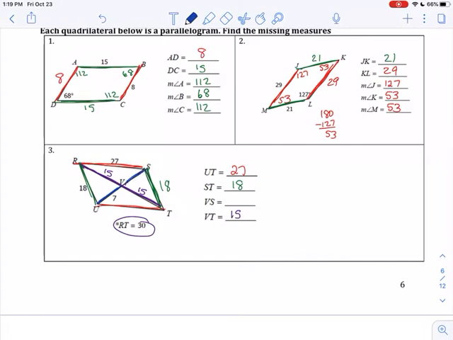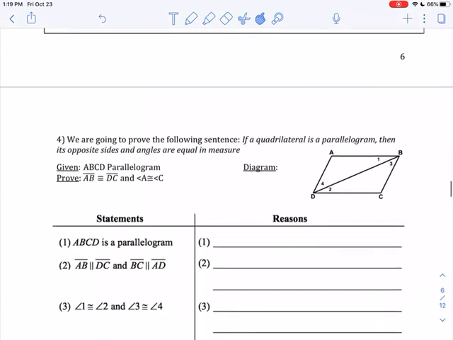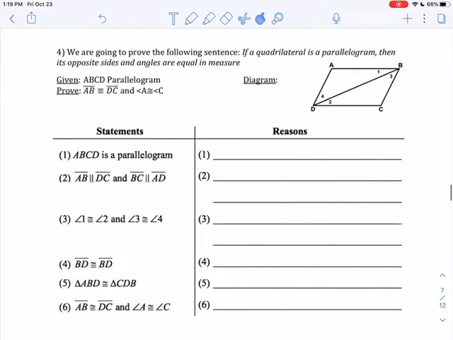Okay, and they told me, let me grab another color. I almost didn't see this one. They told me that VU, this little part right here, is 7, and that makes VS also 7. Okay, and then we have our proof on the back.